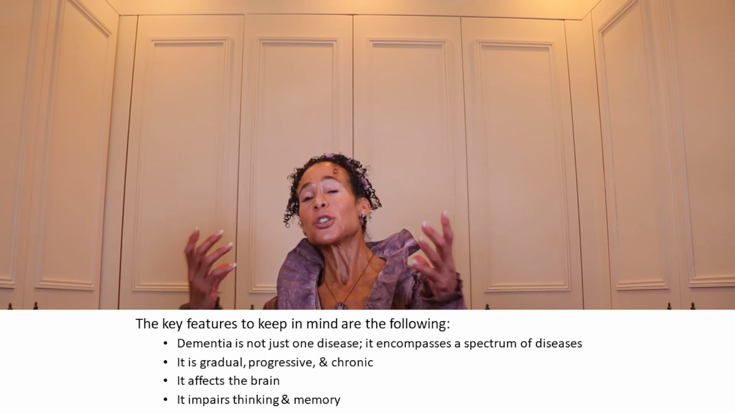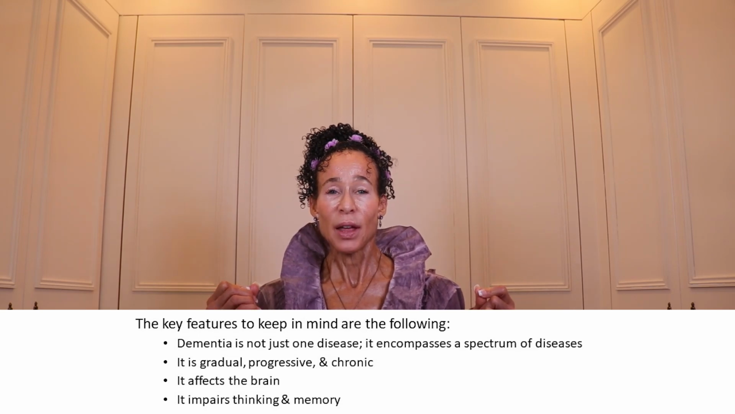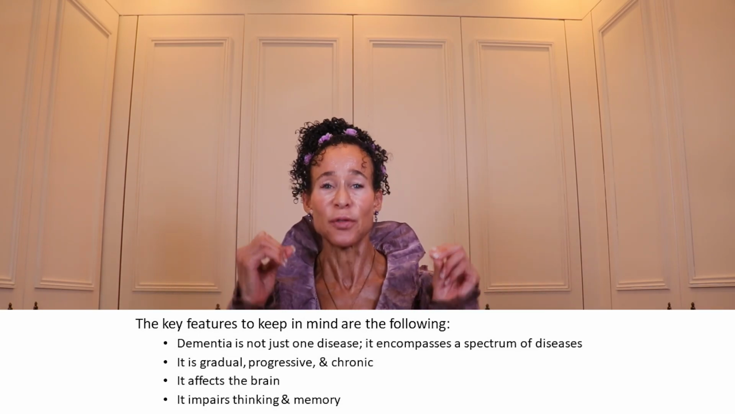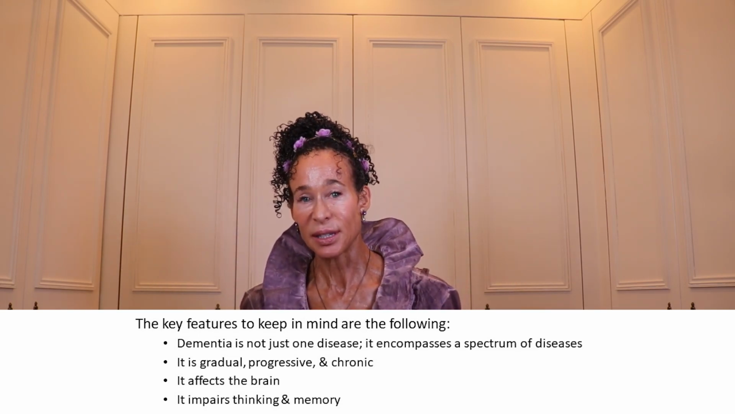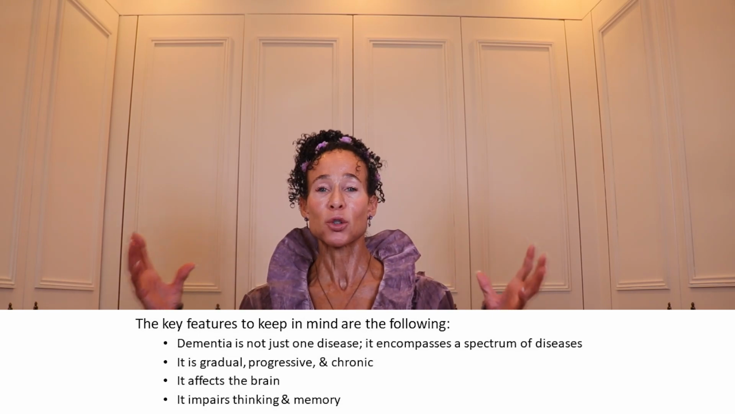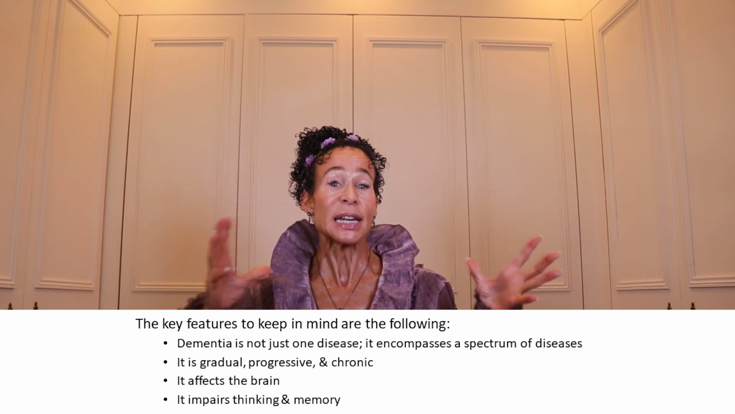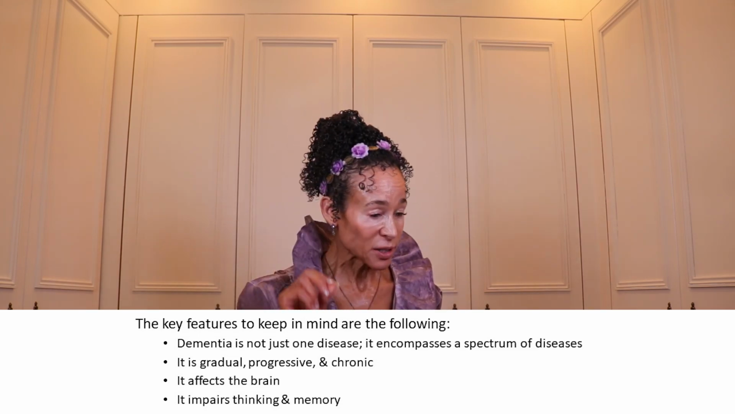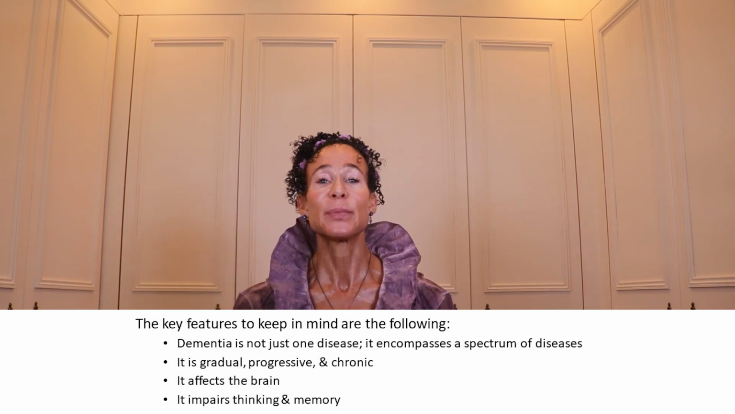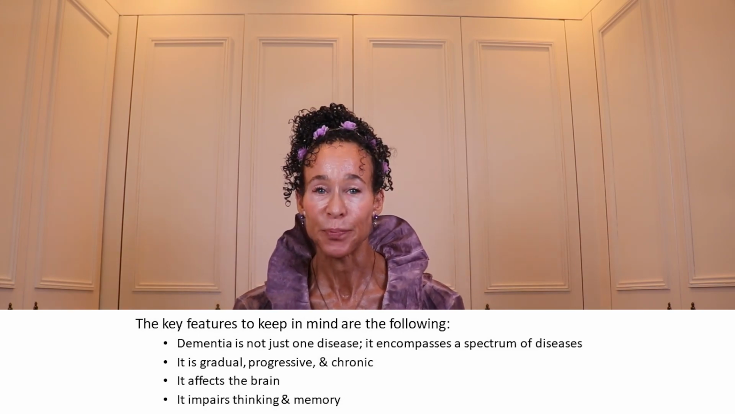As you can see, there isn't just one definition of dementia, and that alone can make diagnosis of dementia fairly difficult. But the key features to keep in mind, the common features, are the following. Dementia is not just one disease. It encompasses a spectrum of diseases. It is gradual, progressive, and chronic. It affects the brain and it impairs thinking and memory.